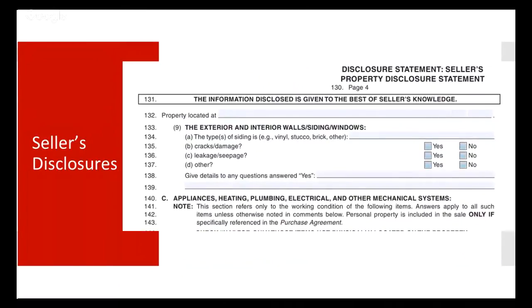Property address gets added again. Exterior and interior walls, siding and windows. Hey, what type of siding do we have? Are there any cracks or damage? Any leakage or seepage? Other? If yes, give an example.